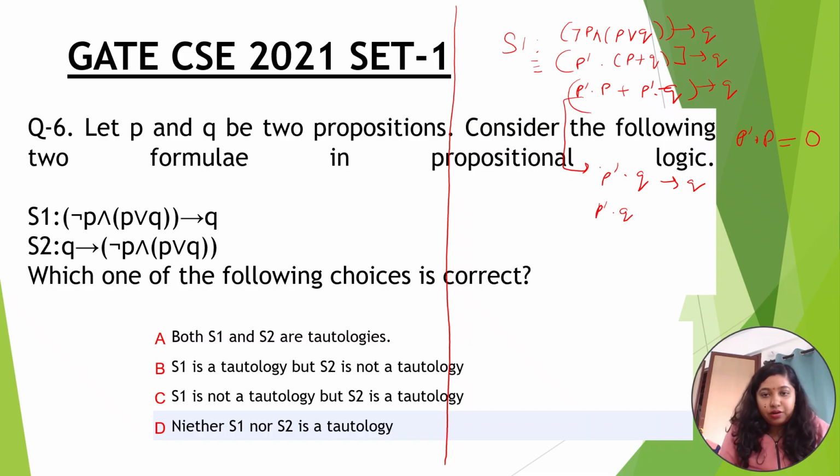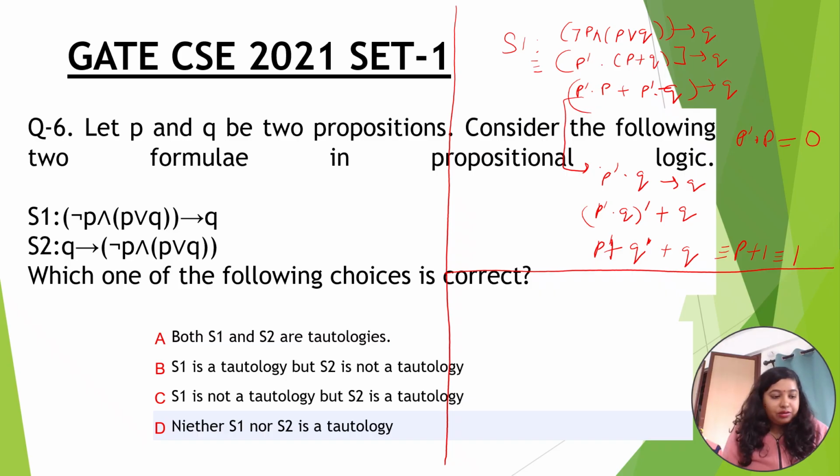Now (P bar dot Q) bar plus Q, P bar का whole bar, that becomes P plus Q bar plus Q, P plus 1, 1. ओके, ये हमारा है S1. यहाँ पर जो है 0 प्लस, this is 0 plus 1, that becomes 1.